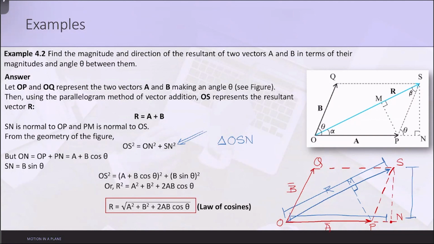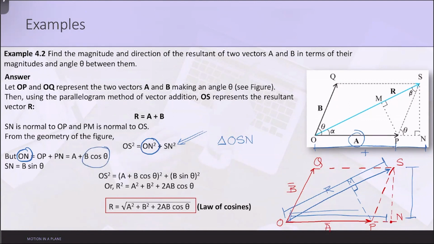Now we need to find what ON is. ON is nothing but equal to OP plus PN. What is the value of OP? We know the magnitude is A only. And what is PN? PN is nothing but equal to B cos theta.